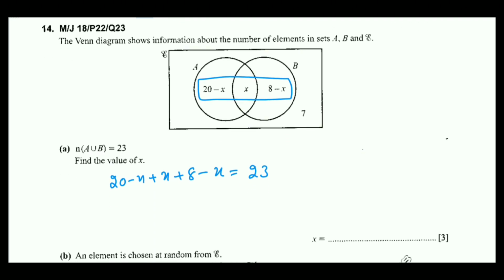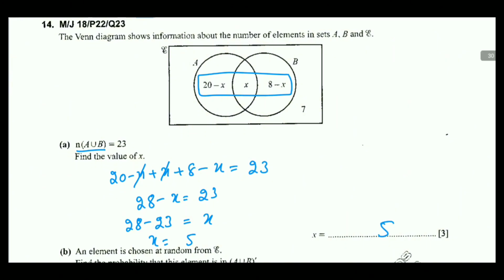Now we will solve it simply. Number of A union B is equal to 23, which will be written as it is. So x and x will be cancelled. 20 plus 8, 28 minus x is equal to 23. 28 minus 23 is equal to x. So x is equal to 5. So 5 is the answer of x.